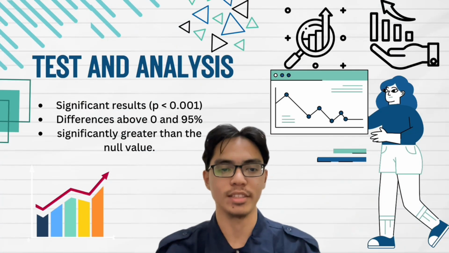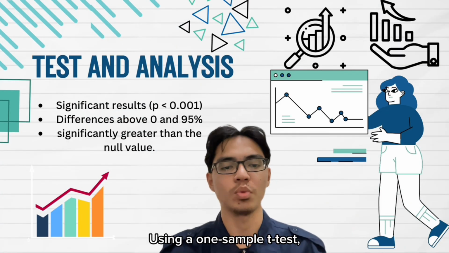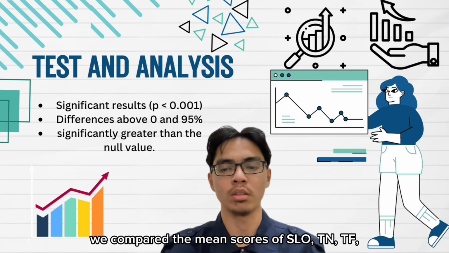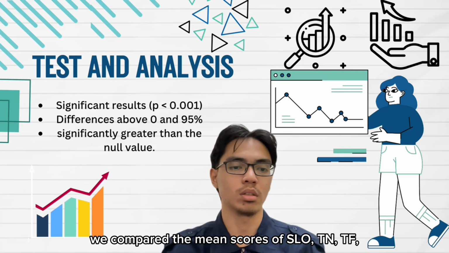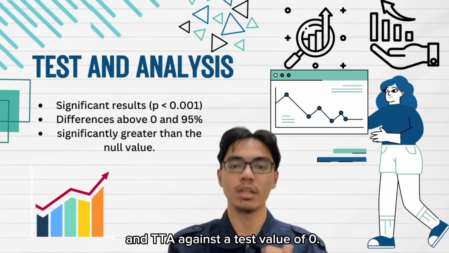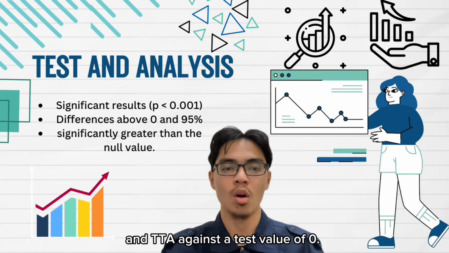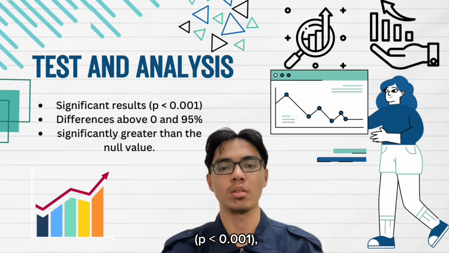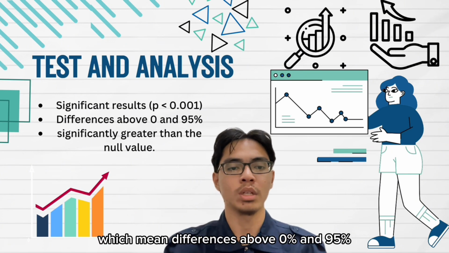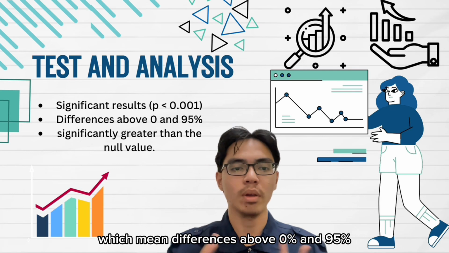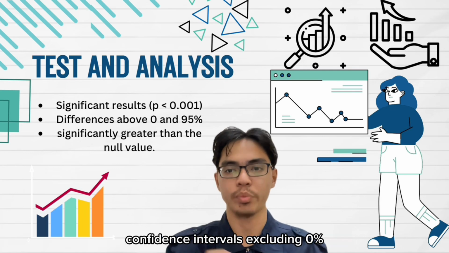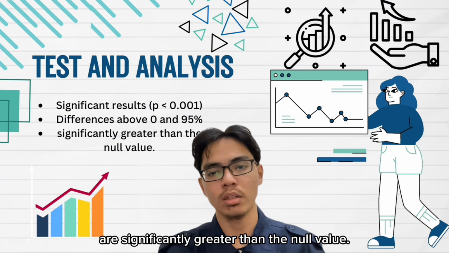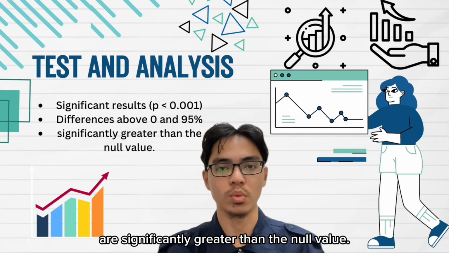Next, test and analysis. Using the one-sample t-test, we compare the mean scores of student learning outcome, task nature, technology feature, and task technology alignment against the test value of 0. All variables demonstrated statistically significant results, p less than 0.001, which means they differ from 0, with 95% confidence intervals excluding 0. This supports the hypothesis that these variables are significantly greater than the test value.